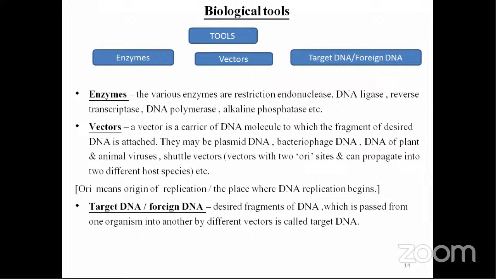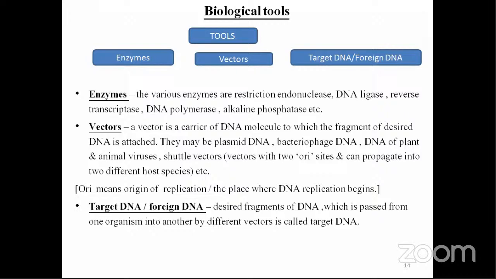Then I told you about the tools. There are tools like enzymes, vectors, target DNA, or foreign DNA. Now, various enzymes are used, that is restriction endonuclease, DNA ligase, reverse transcriptase, DNA polymerase, alkaline phosphatase, etc. These are the various enzymes which are used. Okay, then vectors. A vector is a carrier of DNA molecule to which the fragment of desired DNA is attached, and they may be plasmid DNA. Then bacteriophages. I told you, the bacteria E. coli is used as an experimental organism. DNA of plant and animal viruses. Then shuttle vectors. What is this shuttle vector? Vectors with 2 origin sites.